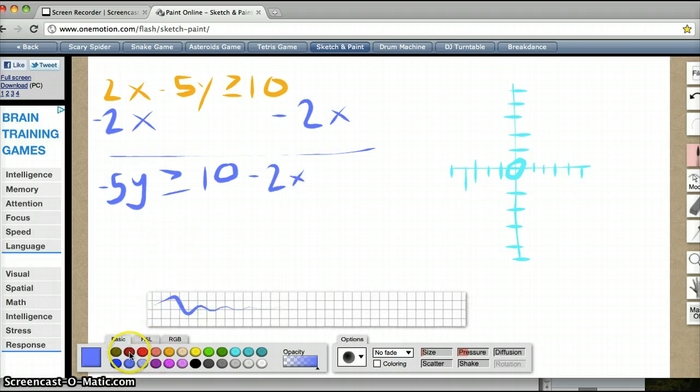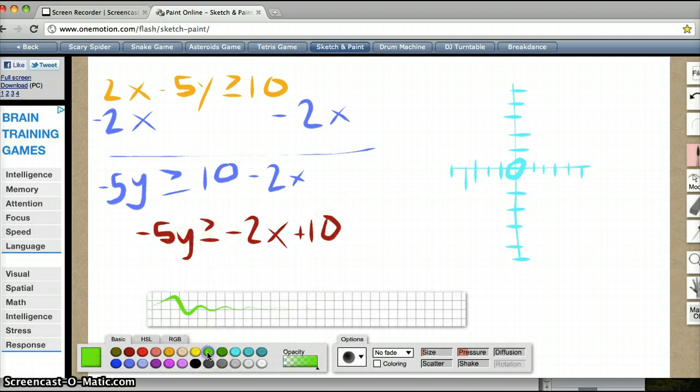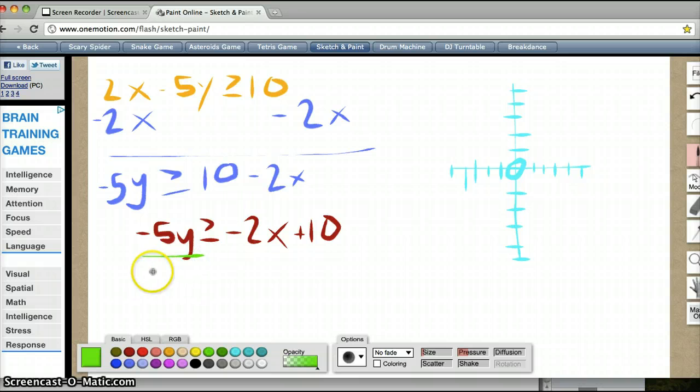Then we're going to put this in y equals mx plus b form, which is negative 5y is greater than or equal to negative 2x plus 10. Then you're going to divide by negative 5 on both sides to get y by itself. Now, when you divide by a negative 5, we actually need to switch our sign here.